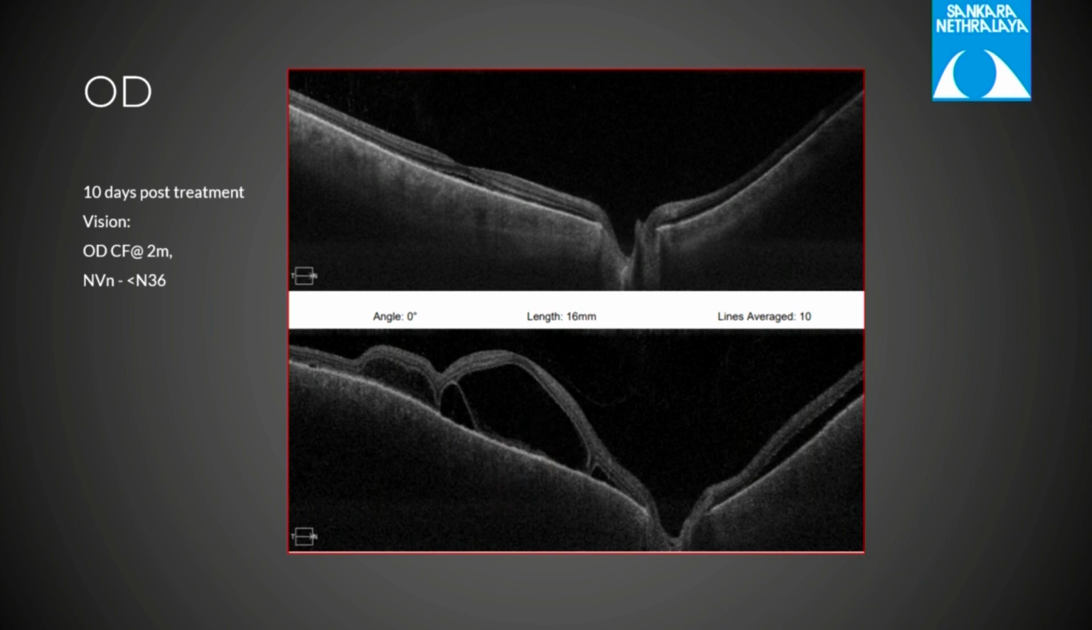It is resolved. So this is not even one whole month. This is just 10 days post treatment. Understand? So he was called just 10 days post treatment because I wanted to know whether the drug is working properly or not, and this was just for documentation purposes.